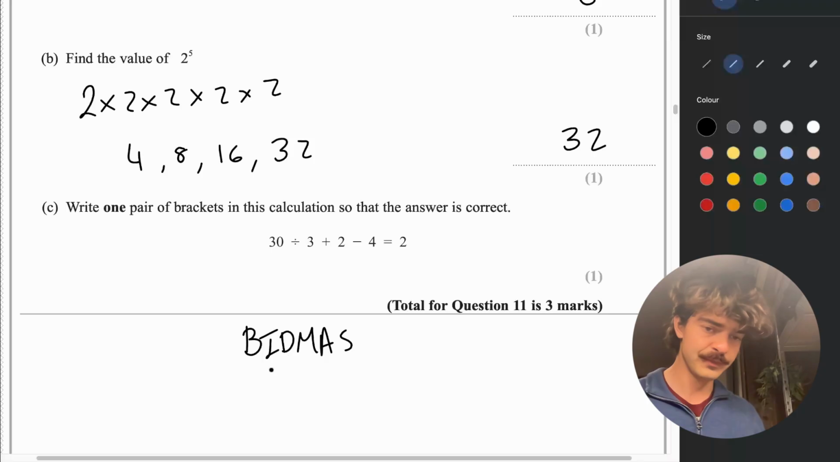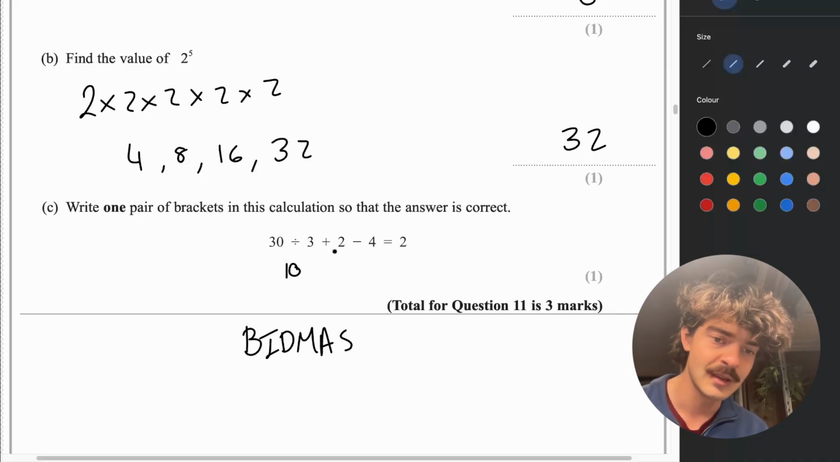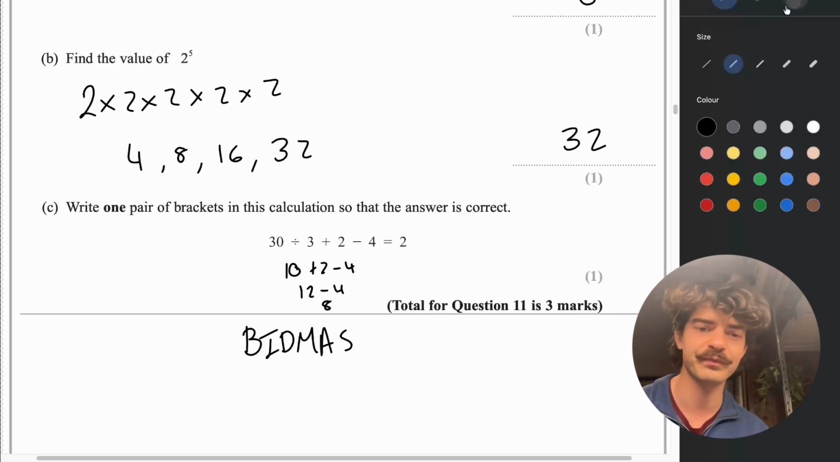dictates that we do division first, multiplication next, addition next, and then subtraction last. The brackets force it to be done first, though. So following this, we do the division first, then add 2 minus 4. That means we'd end up with 12 minus 4, which is 8. We're not looking for 8, we're looking for 2.